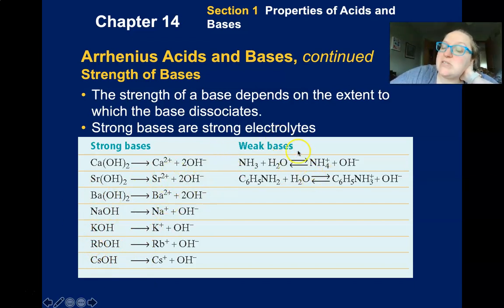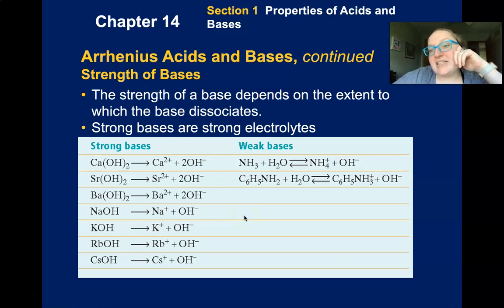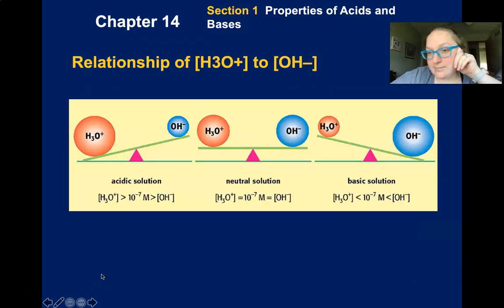With weak bases, we see that double-sided arrow, and we see that when they're added to water, they form OH minus. You'll also see that most of our weak bases do not contain OH to begin with, okay? So just remember, the base is defined by its ability to create OH minus. It is not defined by the fact that it has OH minus in it.